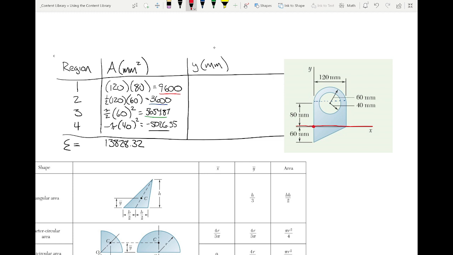So help me out. How far is it from our reference axis, from our datum, to the center of that rectangle? Remember, we're looking at shape number 1, which is that region right there. How would I determine the measurement from this line to the center of that rectangle, which is right there? I promise it's not a trick question. There we go, 40. It's just 80 over 2.